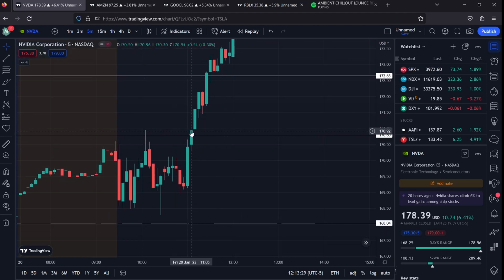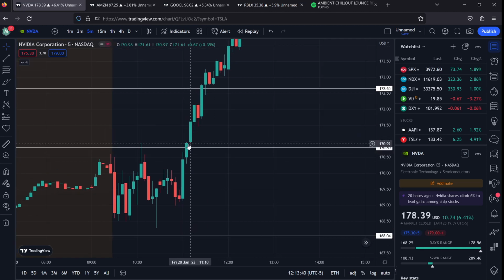You would play this by entering calls on the close on this candle right here. So 170.80 is a resistance, a significant level. The candle closed over it, and we enter calls on that close. You can also wait for another candle confirmation to close over.